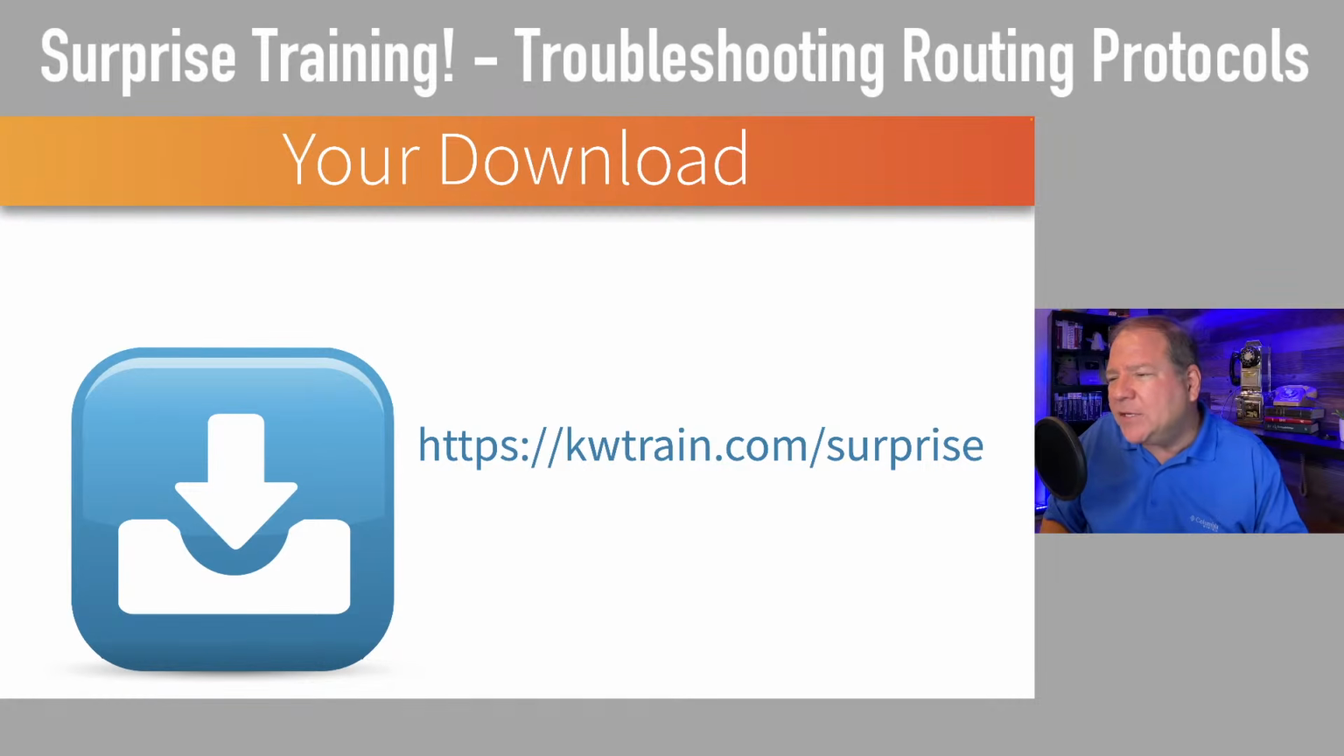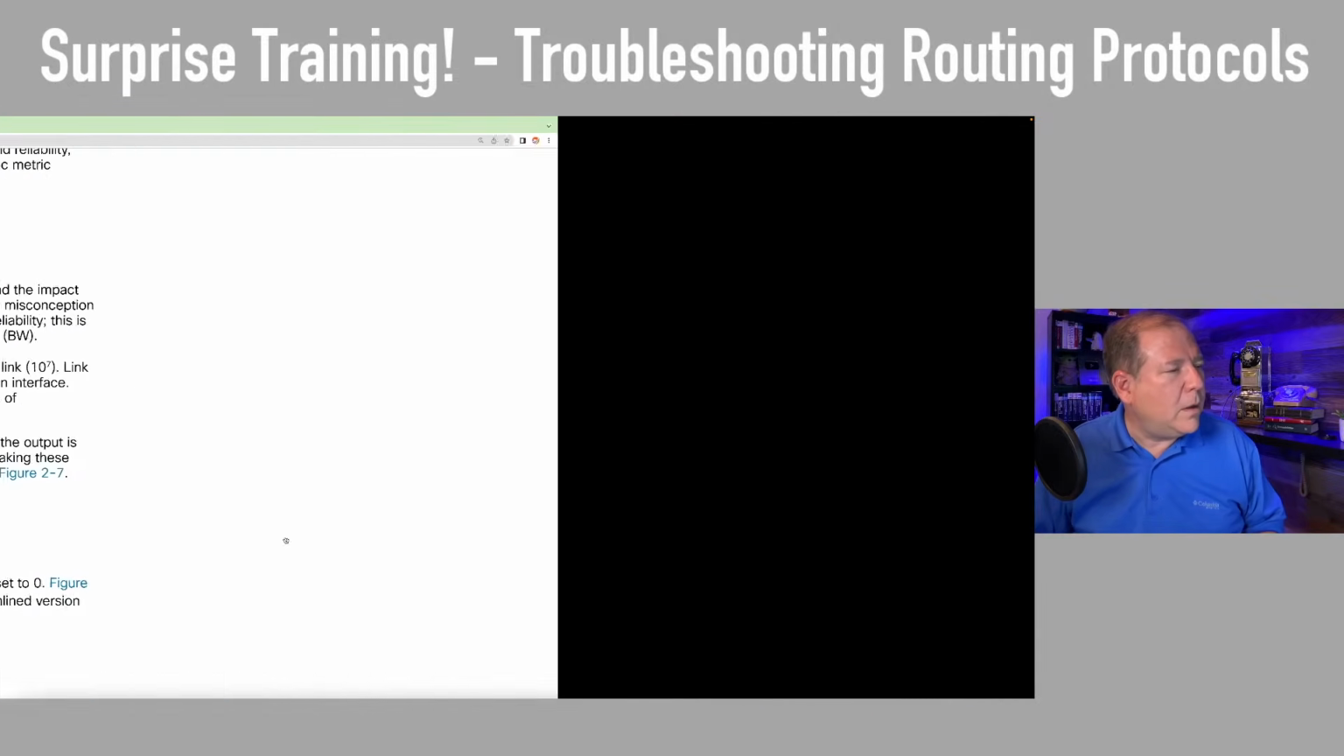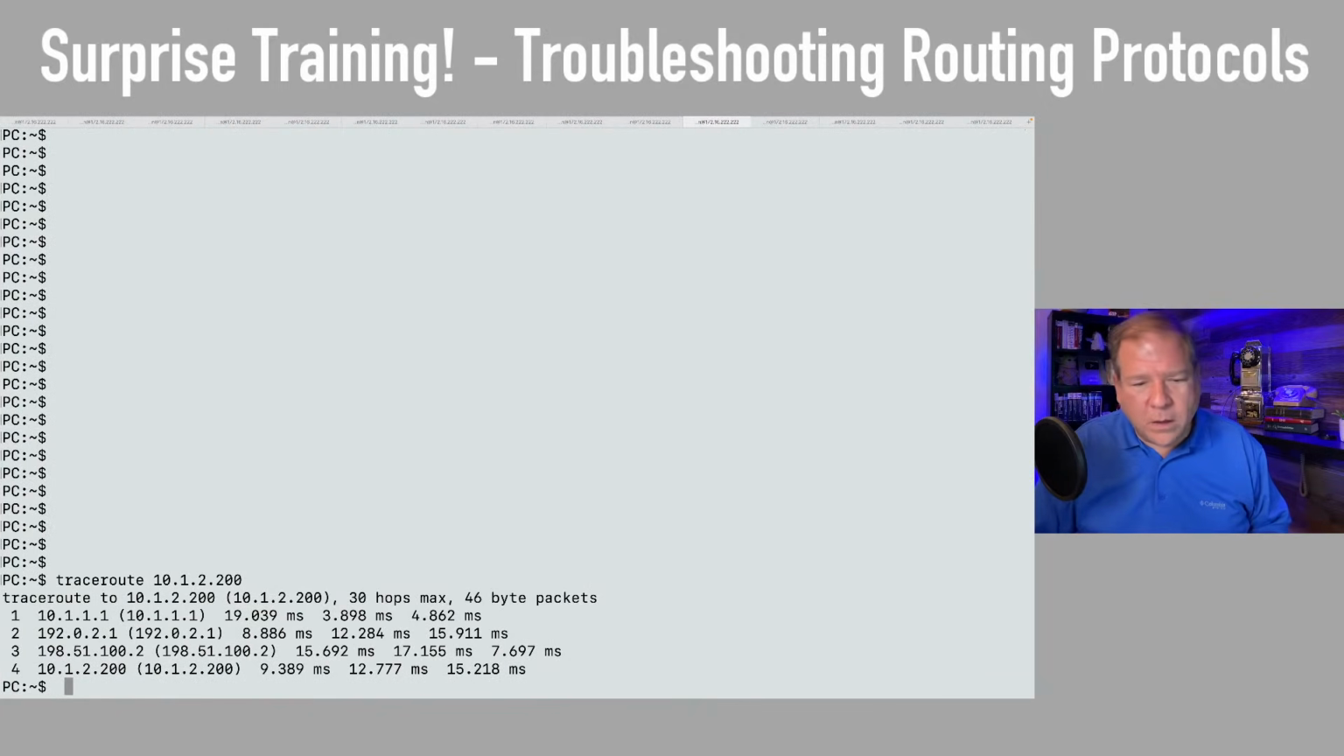I think the EIGRP neighbor is not showing up between R2 and R3 in that last troubleshooting. Oh, is it? I didn't realize that. Let's go see. And let me take my face off the screen once again.